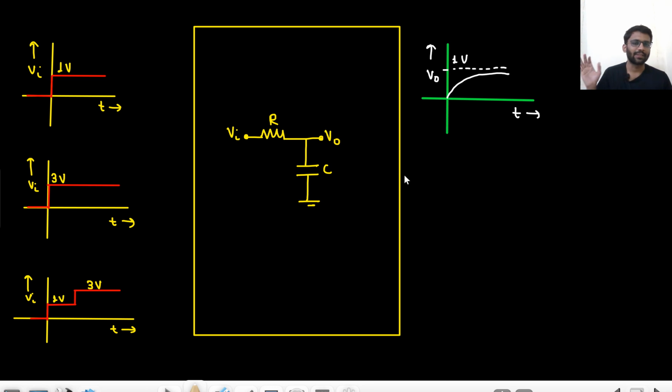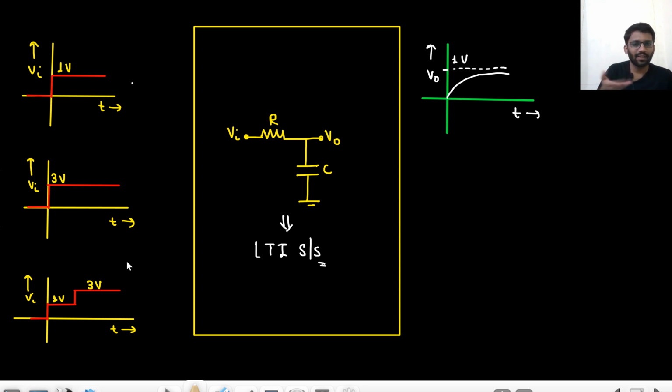Now I don't know any concept, I don't know the concept of transient, I just know this thing: if I apply this input, I get this output. This is an LTI system, right? How is it an LTI system? I have told you R and C are linear elements, so it results in an LTI system.